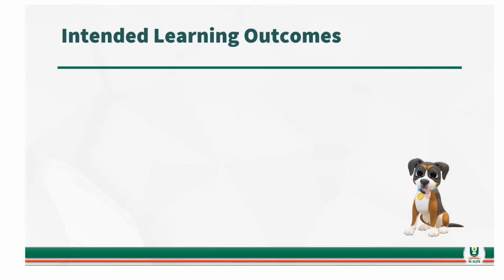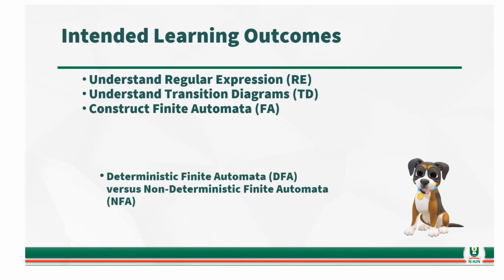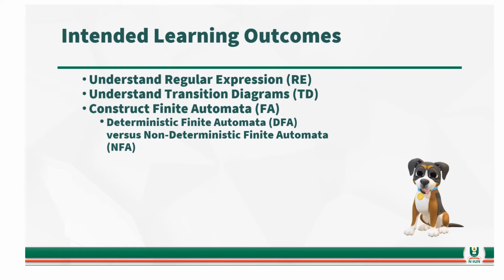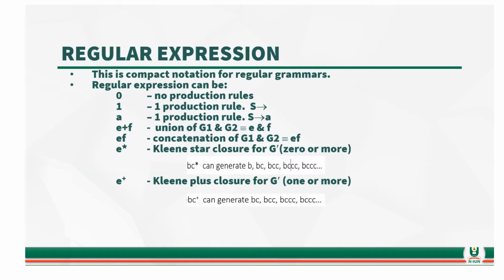For today, our intended learning outcomes include understanding transition diagrams, understanding regular expressions, being able to construct finite automata, which includes the deterministic finite automata and the non-deterministic finite automata. We'll be able to convert from regular expressions to finite automata. And finally, we'll explain the relationships among grammar, regular expressions, and transition diagrams.